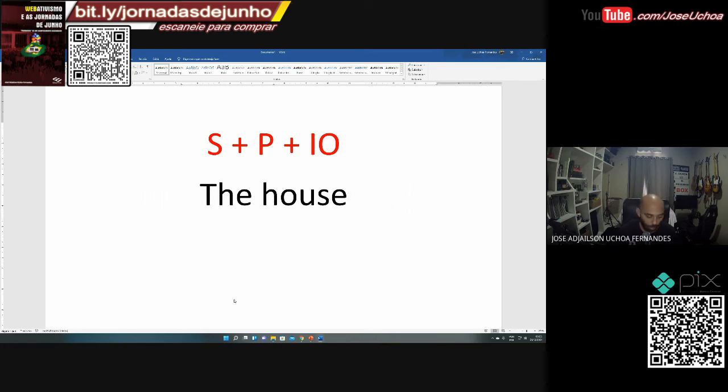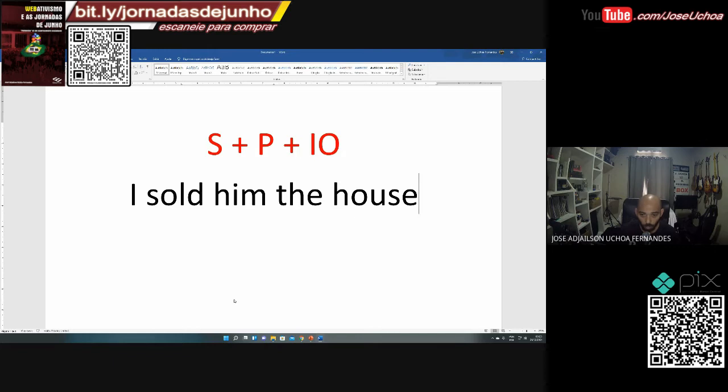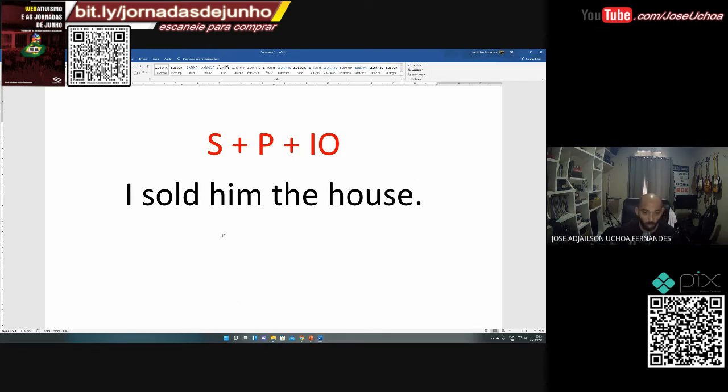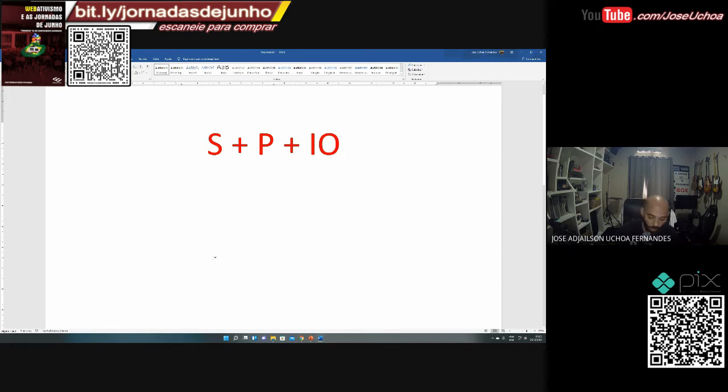But I can manage that. I sold him the house. Okay. Yes. So here I have the object and the house is what I sold. It's still the direct object. It will not work. I need subject, predicate plus indirect object.